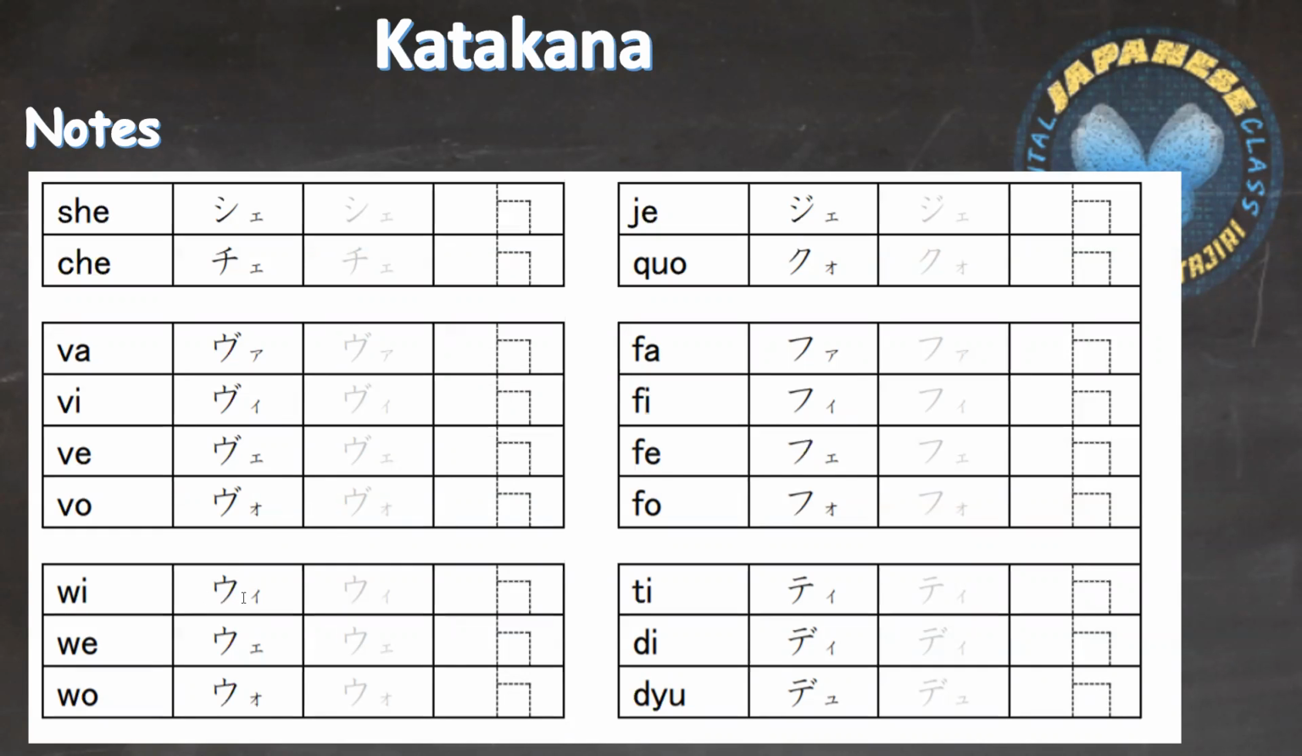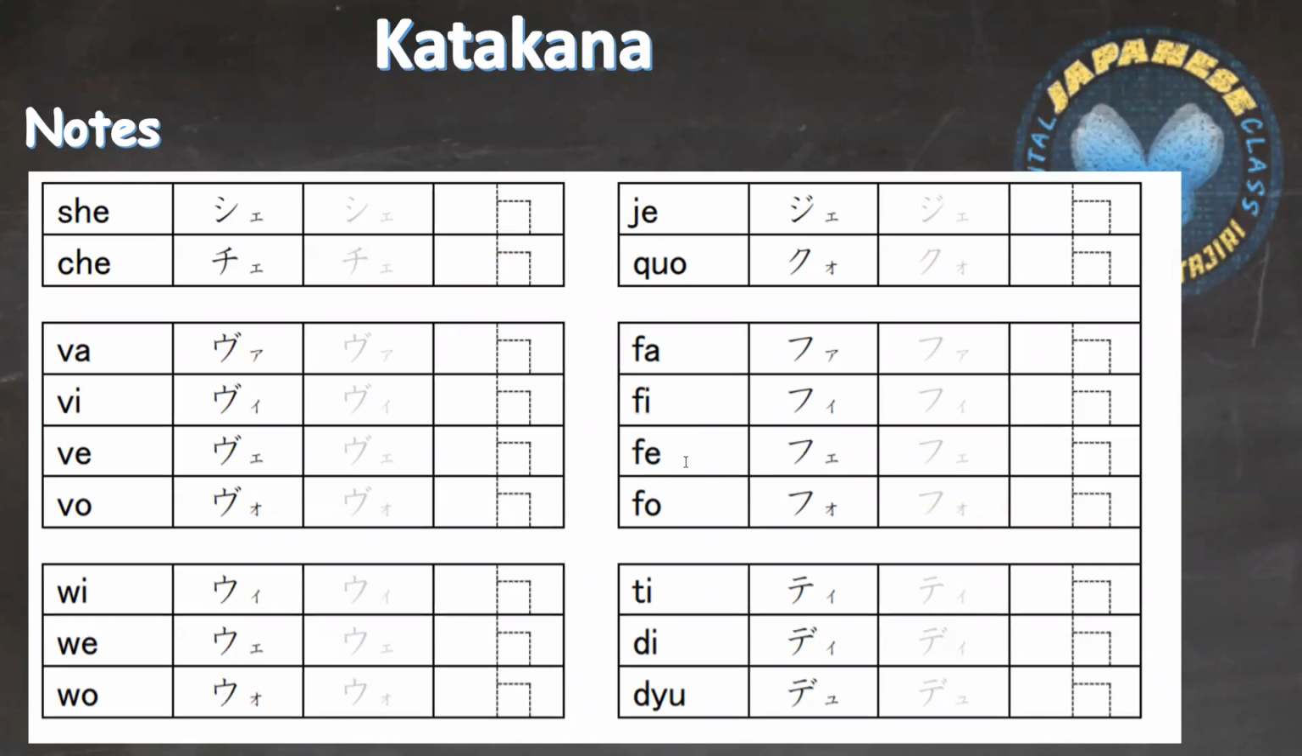And we have our wi, we, and wo. So we are using now a small vowel sound. We, and our wo. Okay. So this is how we produce this one. Then we have our je and our kwa. Okay, kwa for our q. Ku and a small wo become our kwa, because in Japanese they don't have a q sound.